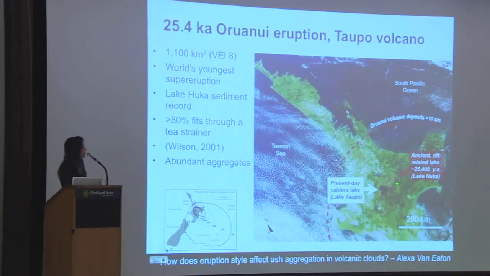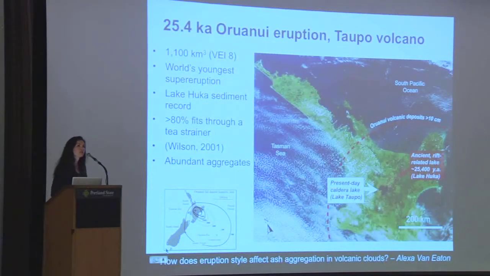But also, there's sedimentological evidence of an ancient rift-related lake that was elongate in the central North Island, also known as Lake Huka. And we know that the eruption interacted with this lake extensively. It's totally phreatomagmatic throughout.